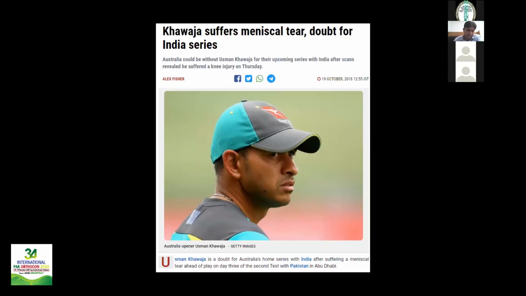So starting from the news, meniscal injuries are pretty common and are seen in different sports-related injuries, and the Pakistani team has been suffering pretty much from these meniscal injuries. So this is the news where Usman Khawaja has a meniscal tear, and he was out from the Indian series for Pakistan.